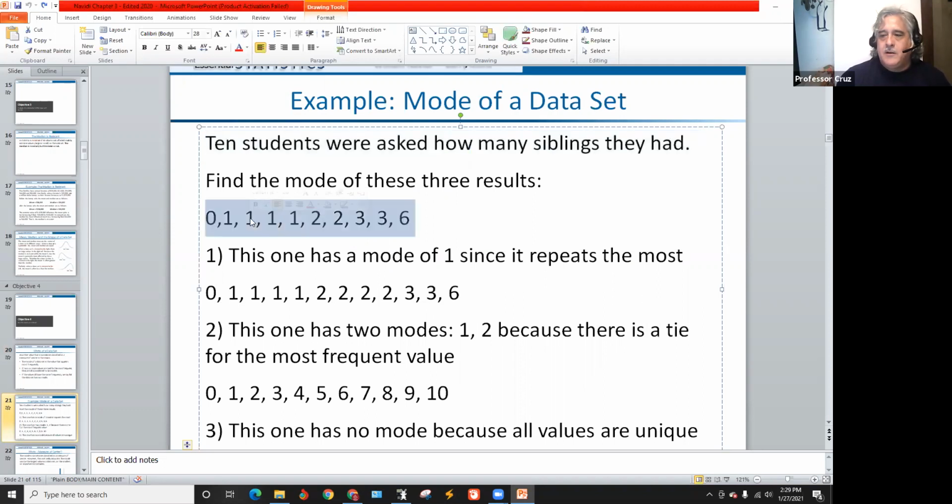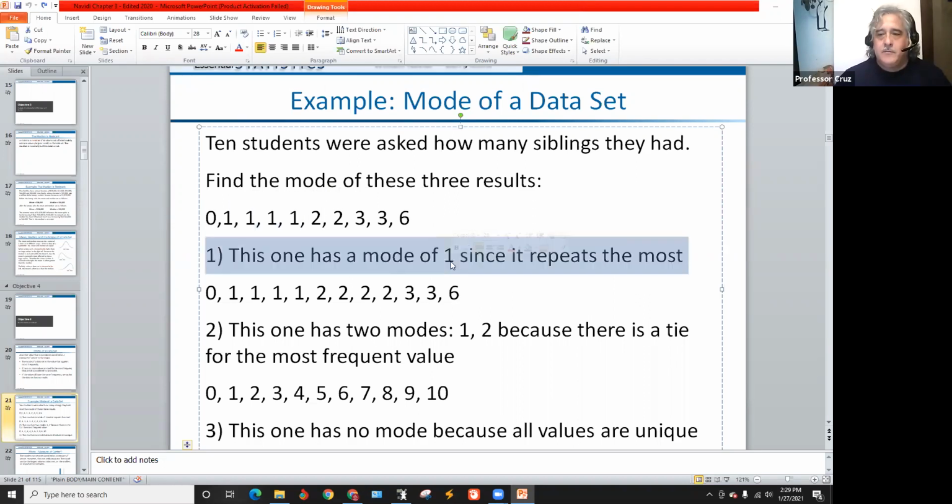I actually made a change on one of these. Oh, okay, I know what I did. So 0, 1, 1, 1, 1. So we got 4 ones there. We got 2 twos, we got 2 threes, and we got a 6. So which one appears the most? It's the 1, because it appears more than any other of the values.